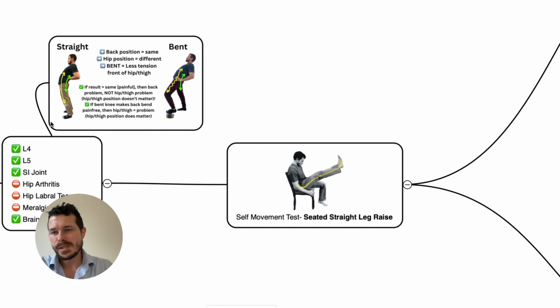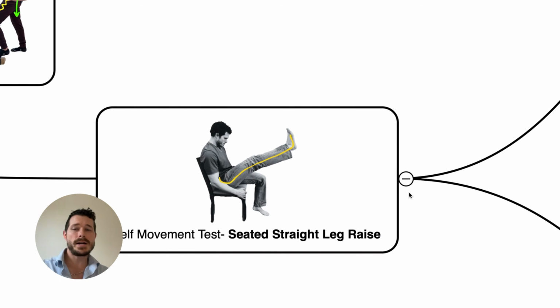Now that we know it's mostly a spine issue, or probably a spine issue, is it a nerve problem or is it not a nerve problem? So we're going to perform a nerve test, a nerve stretch test. We're going to perform something called a seated straight leg raise. The seated straight leg raise test is a really good screening test to see if you have nerve sensitivity. This is the end position of the test that you see here.